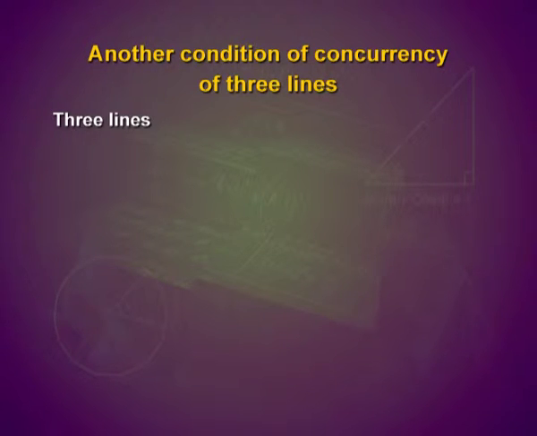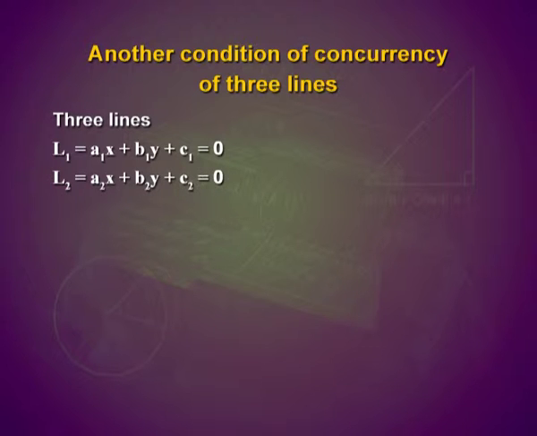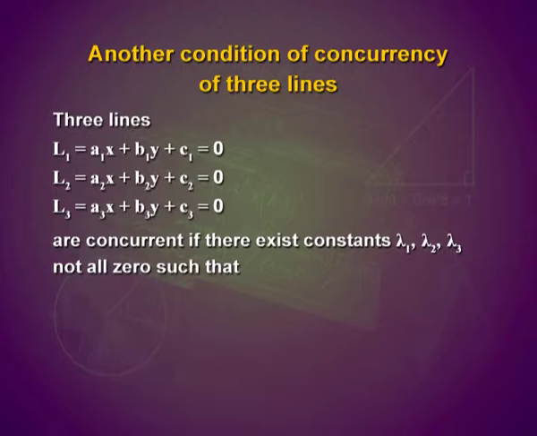Let three lines be L1 is equal to A1x plus B1y plus C1 is equal to 0, L2 is equal to A2x plus B2y plus C2 is equal to 0, L3 is equal to A3x plus B3y plus C3 is equal to 0. They are concurrent if and only if there exist constants lambda 1, lambda 2 and lambda 3, not all 0, such that lambda 1 L1 plus lambda 2 L2 plus lambda 3 L3 is equal to 0.